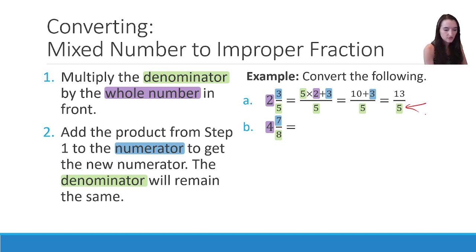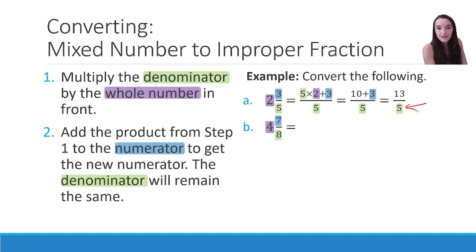Notice that the denominator never got touched. We are counting a number of fifths here. Depending on what this numerator becomes, we might reduce it afterward, but in general that's not usually what's going to happen when you're converting from mixed numbers, unless the mixed number itself wasn't reduced. Okay, now let's try this again with 4 and 7/8.